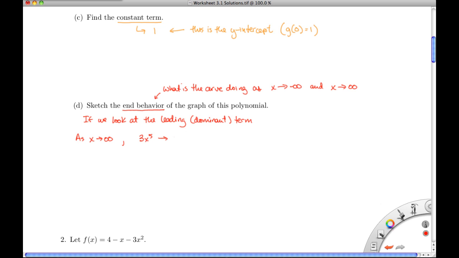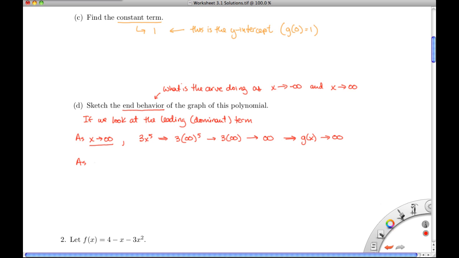So we could say, well, we'd have 3 times some infinitely large positive number raised to the power of 5. Now, if we take an infinitely large positive number and raise it to the power of 5, we are going to end up with an infinitely large positive number, and 3 times an infinitely large positive number is just going to be an infinitely large positive number. So we can say that as x approaches positive infinity, our function g of x is also going to go to positive infinity, because that's where the dominant term is headed.